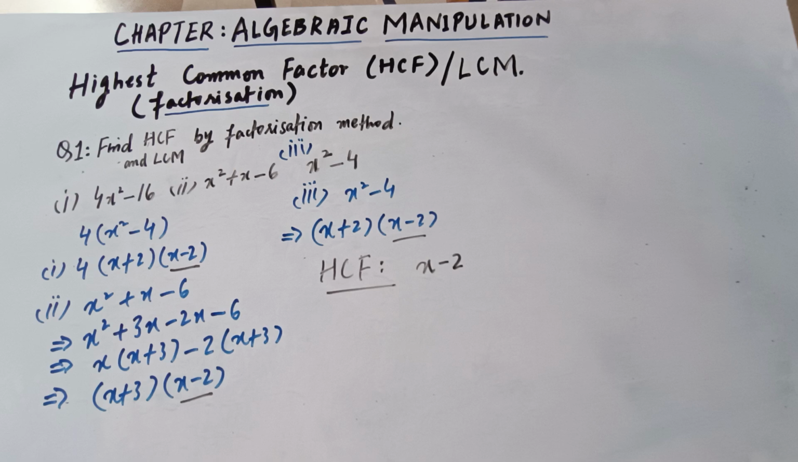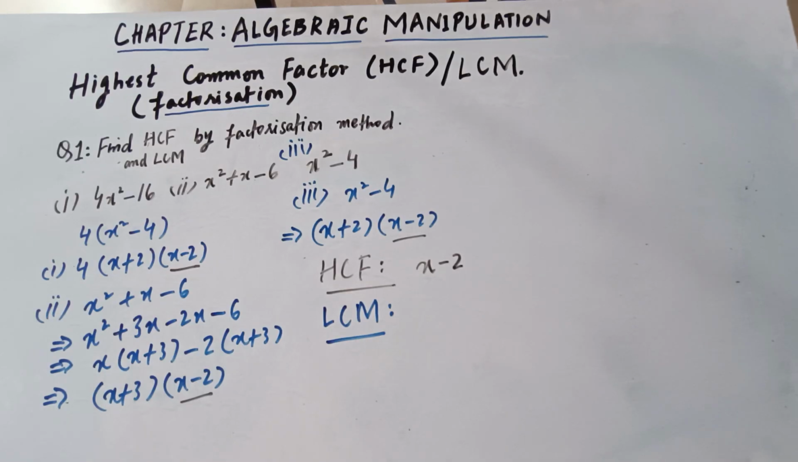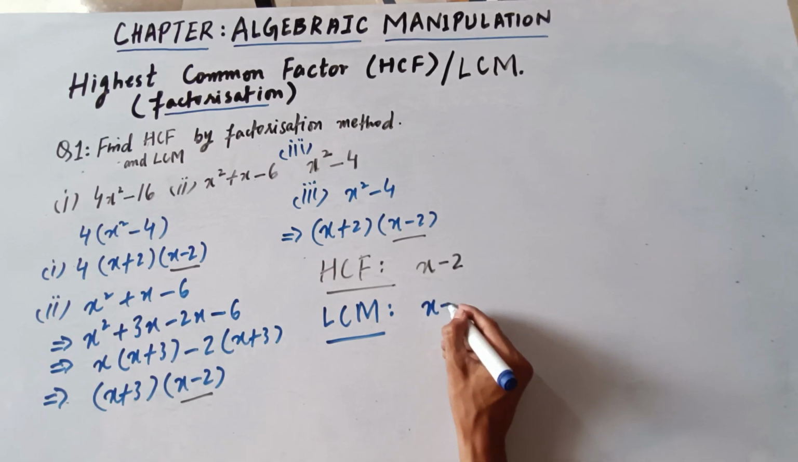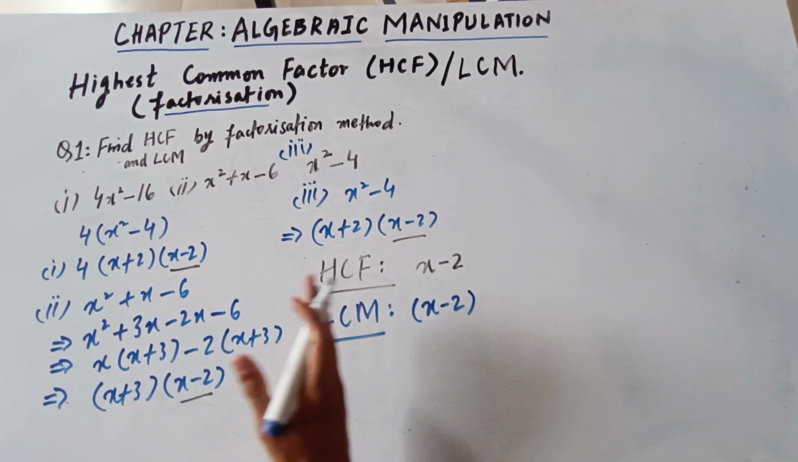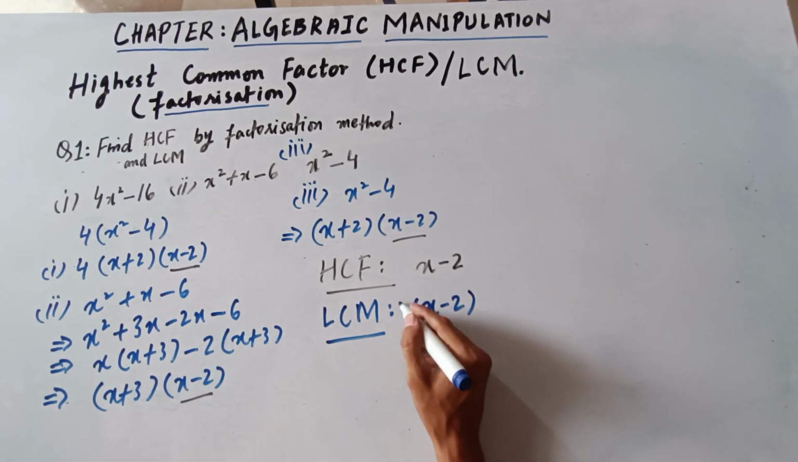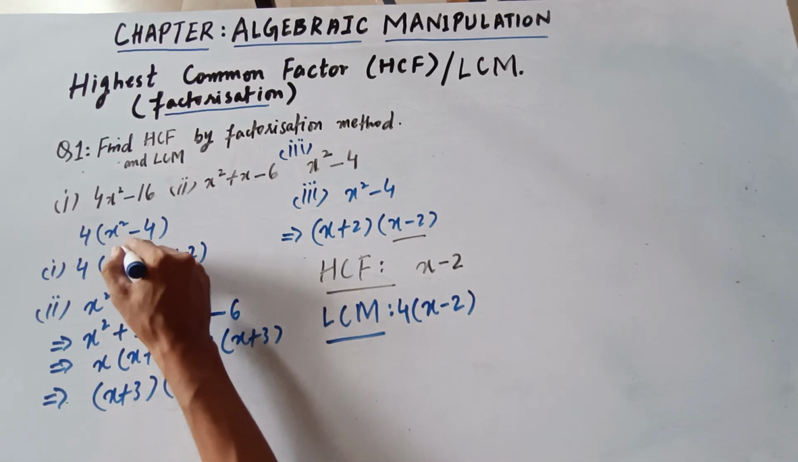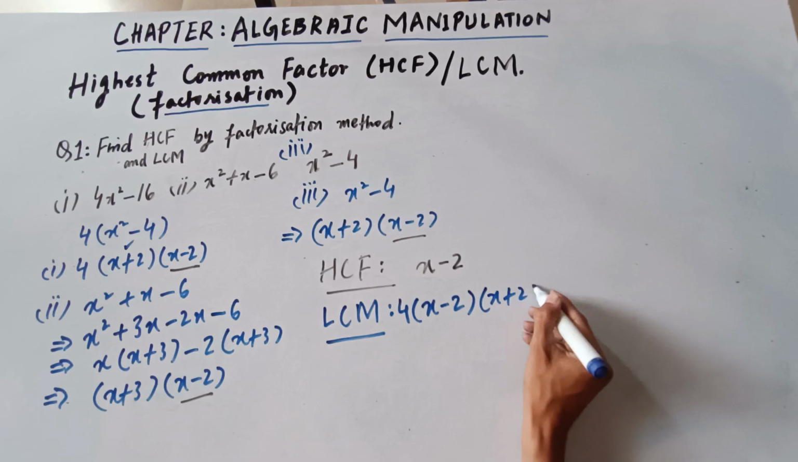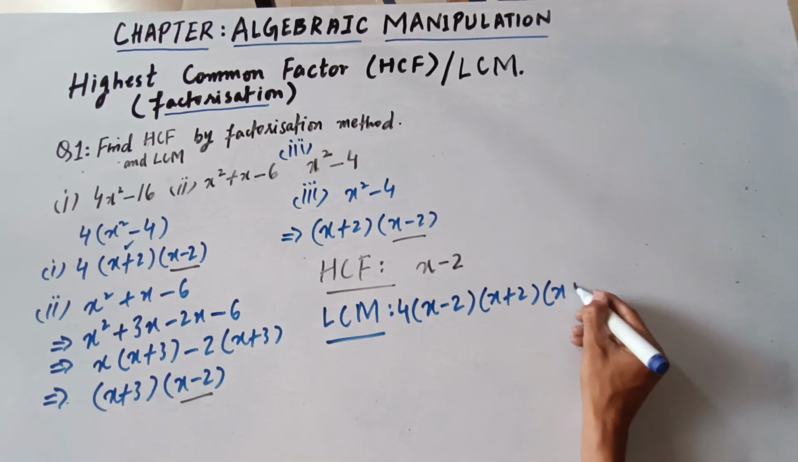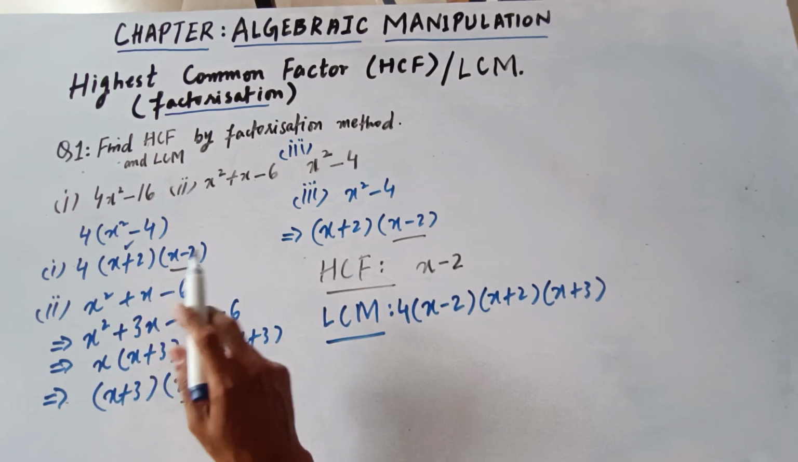What about LCM? If you remember the LCM of numbers, it is the product of the common factor and uncommon factors. So obviously in the LCM x minus 2 will come. Other than this, all the remaining factors will also come here, which is 4. We write 4 at the start, the most suitable way being numbers first and then the variable brackets, and then x plus 2, and then x plus 3. That's it, because x plus 2 is already written, so we don't need to write it again.